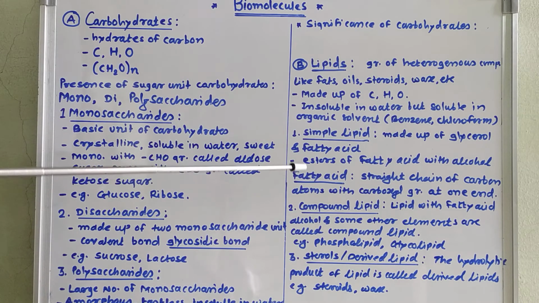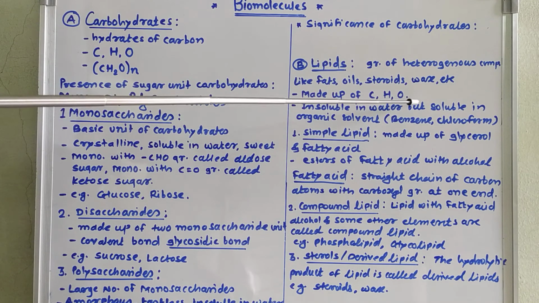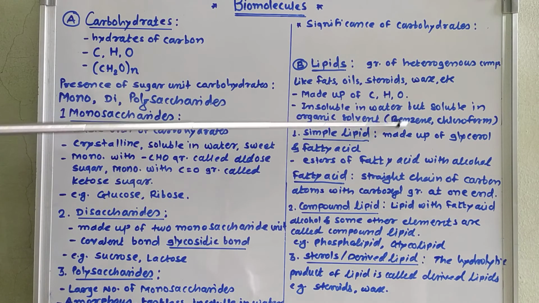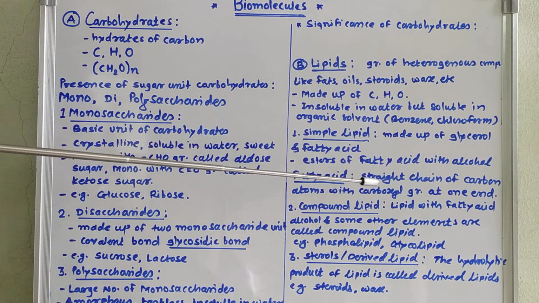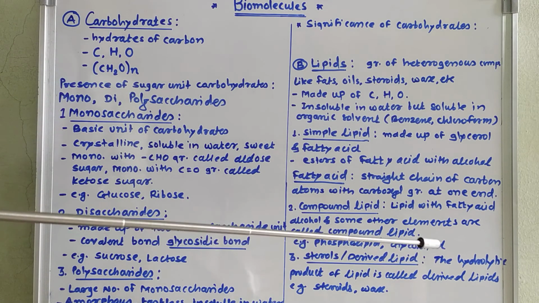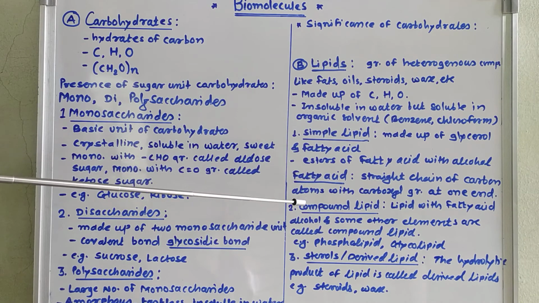Next, lipids are insoluble in water, but they are soluble in organic solvents. Now, which are the organic solvents? They are benzene, chloroform, ether. Lipids are soluble in these organic solvents. Now, classification of lipids. The lipids are classified into three types: simple lipid, compound lipid, and steroids or derived lipid. We study again one by one in detail.